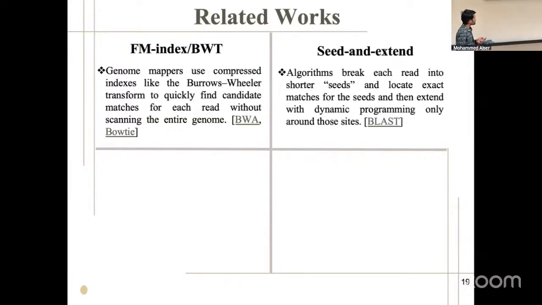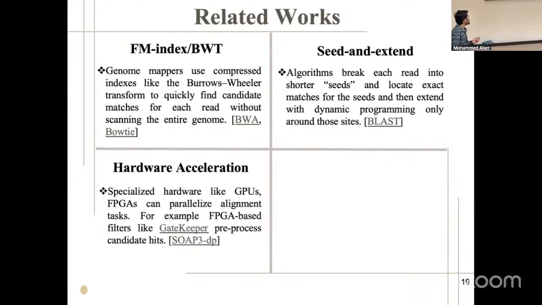Next, seed and extend. This algorithm creates shorter reads, finds the locations of those seeds in the reference genome, and extends the read over that location and matches the position. These are similar to hash table mapping also. Next, there is also some work going on with hardware acceleration. Whatever the read mapping step is and whatever the sequence alignment is, they accelerate those steps in hardware. They use different FPGAs and GPUs to accelerate those steps.